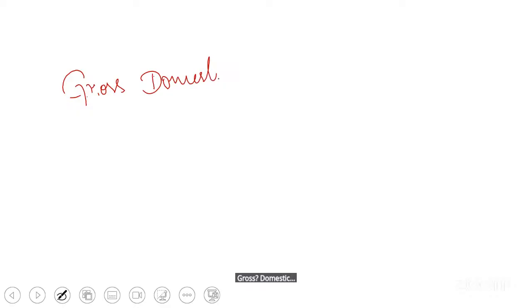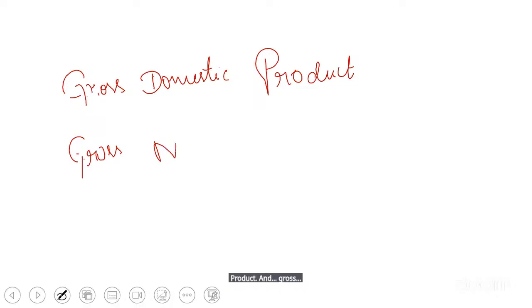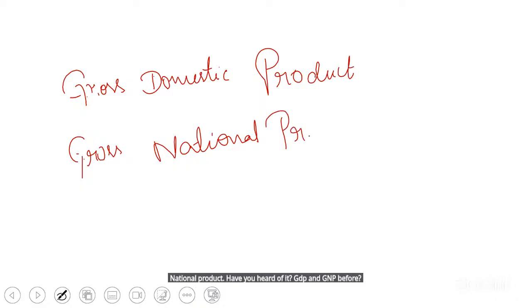You would have heard a concept like gross domestic product and gross national product. Have you heard of it, GDP and GNP, before? Yes, ma'am. So GDP and GNP are different ways to know the economic growth or national income.